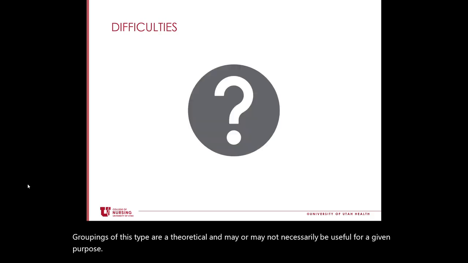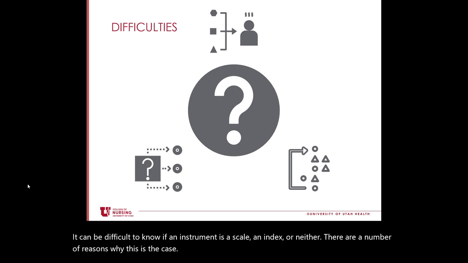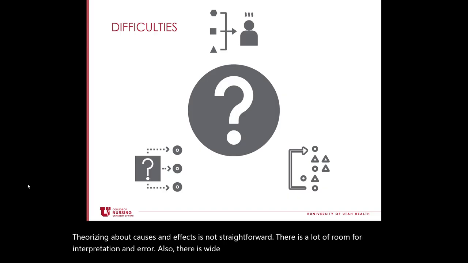It can be difficult to know if an instrument is a scale, an index, or neither. There are a number of reasons why this is the case. Theorizing about causes and effects is not straightforward. There is a lot of room for interpretation and error. Also, there is wide variability in how much training researchers receive regarding instrument development.